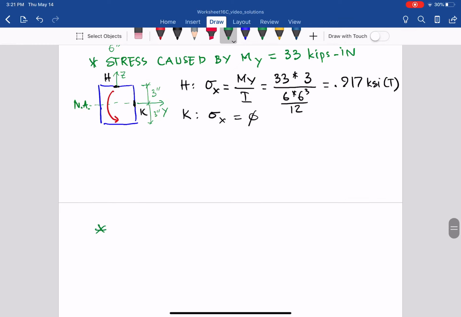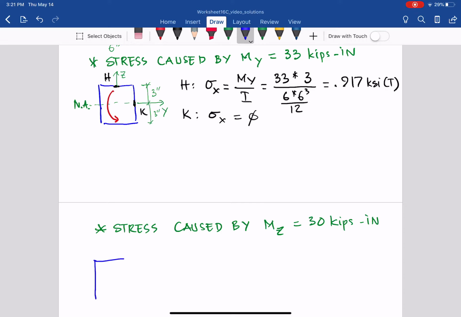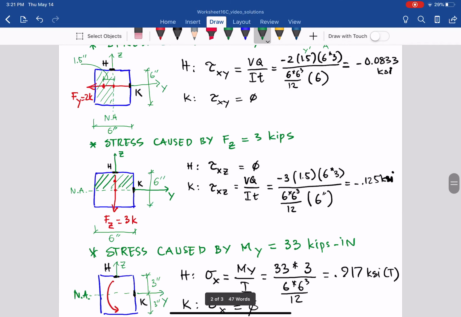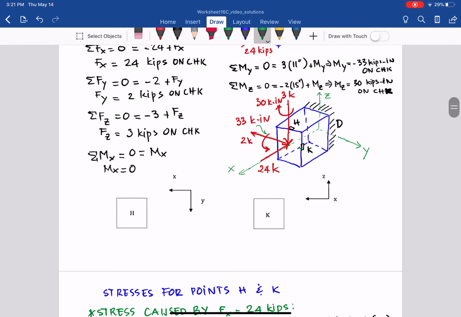Stress caused by Mz, and Mz equal to 30 gives inch. And what does Mz look like? We can draw the cross section again, and this is H, and this is K, this is H, and we have that is Z, this is Y.